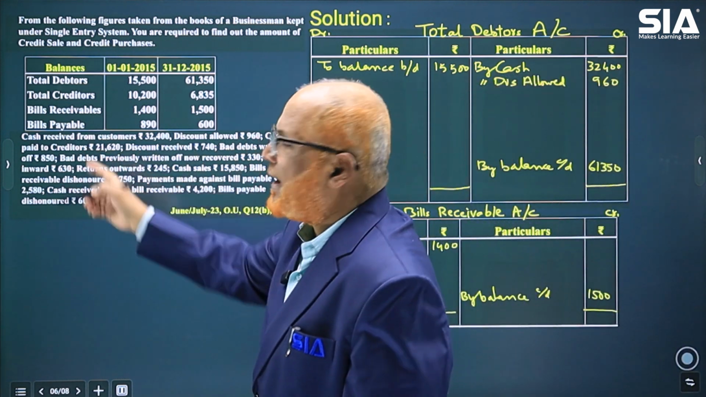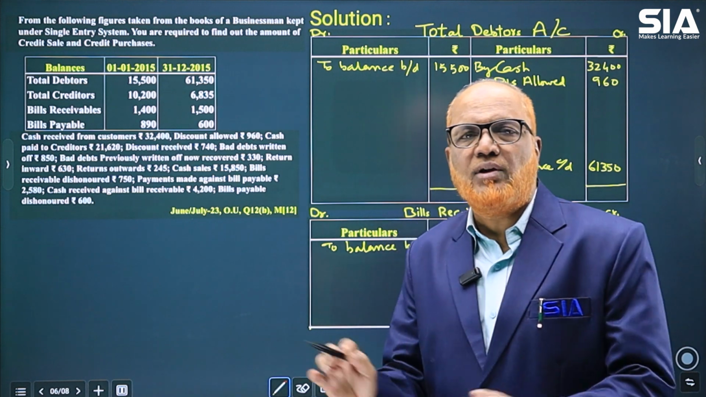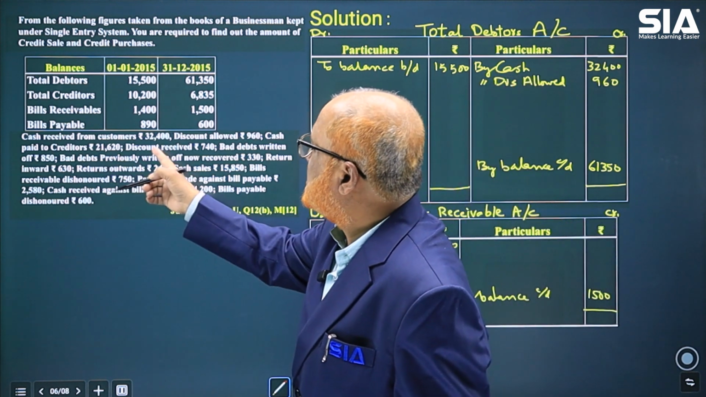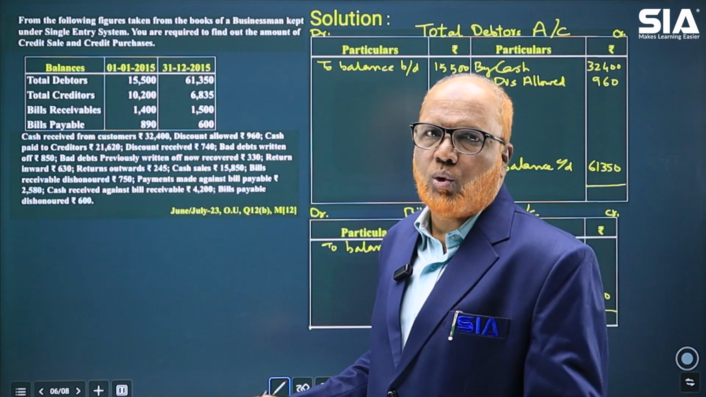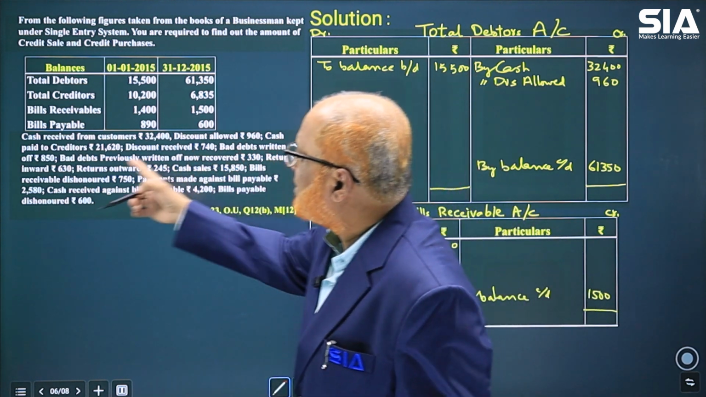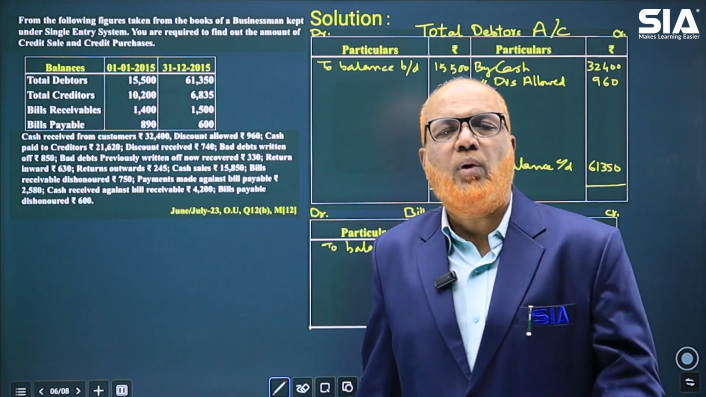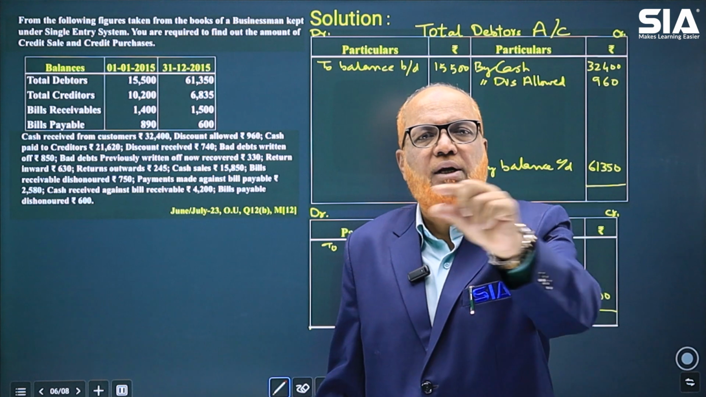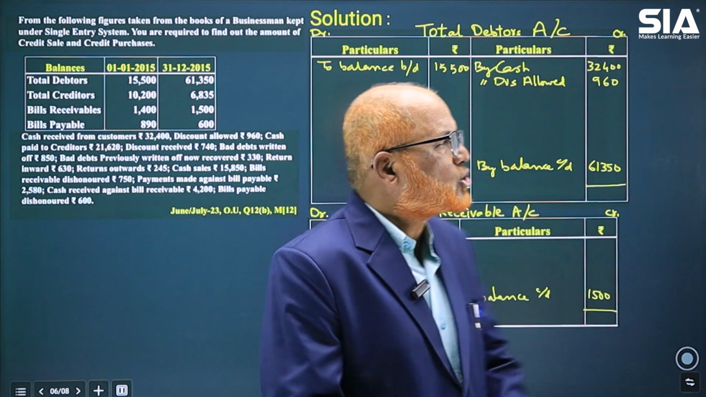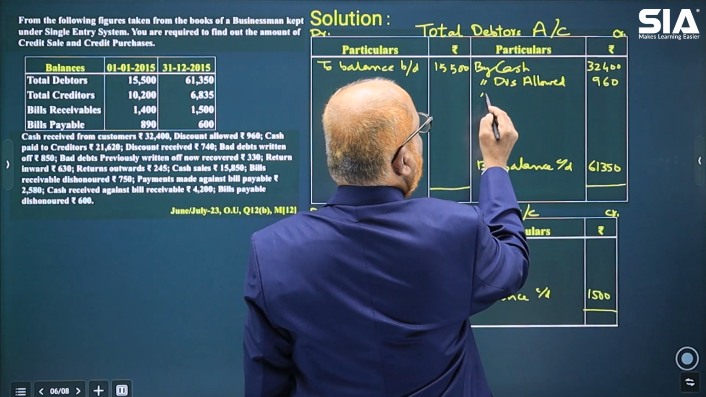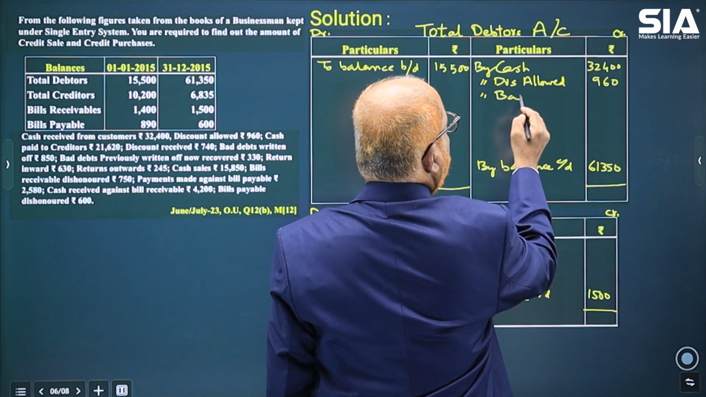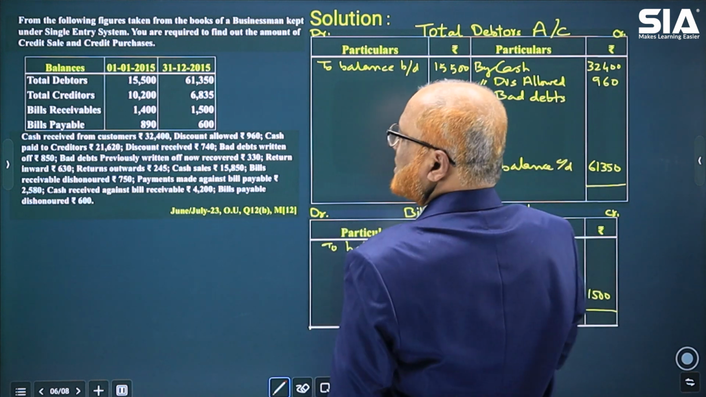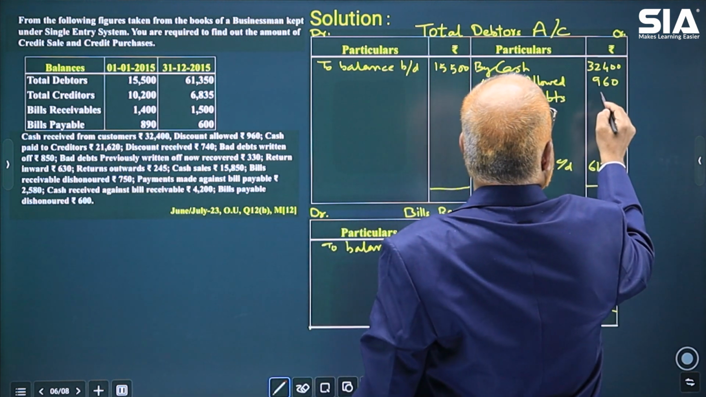Then cash paid to creditors. This will not come in debtors. It will go to creditors afterwards. We'll see. Then discount received. That will also go to creditors. Bad debts written off 850. What is the entry for bad debts written off? Bad debts account debit to debtors. So debtors should be credited by bad debts. By bad debts. How much are the bad debts? 850.